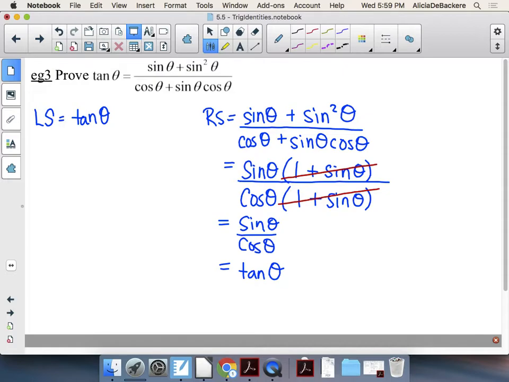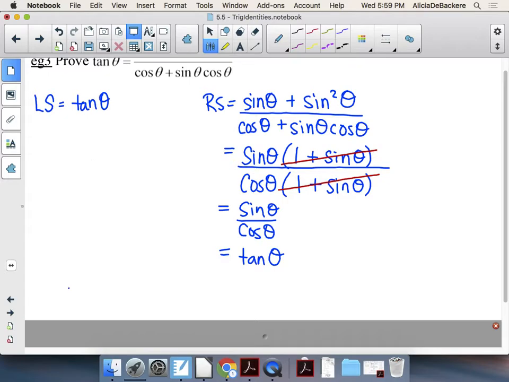And so don't forget, somebody else might have gone over here and written sine over cos, and theirs is exactly the same, just as right as my solution is, okay? We can write it in different ways. So therefore, we figured out that the left-hand side equals the right-hand side, and that tells me that tan theta is equal to sine theta plus sine squared theta all over cos theta plus sine times cos.